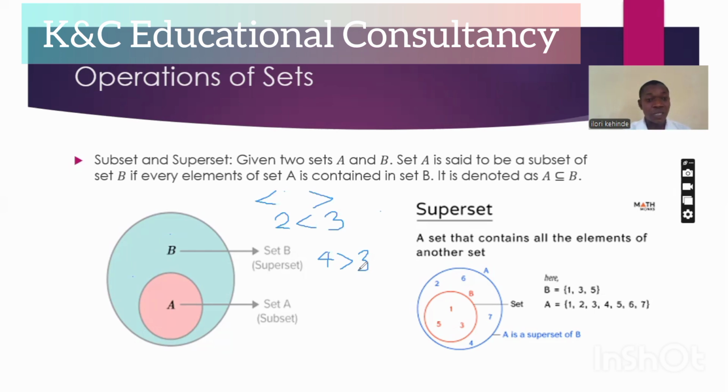Now, when do we say we have a subset and when do we have a superset? Because we are going to sets now. Set A is said to be a subset of set B if every element, look at that word.